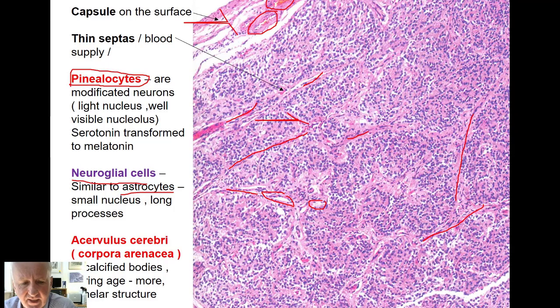On another picture I will show you calcified bodies which are typical in an older person, in higher age, and these calcified bodies are typically called corpora arenacea or acervulus cerebri. Acervulus cerebri, in another name, corpora arenacea.